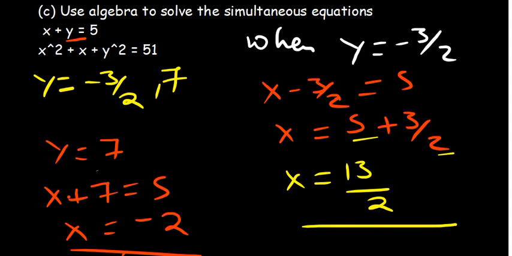So whenever you see a quadratic in the question, there are two possibilities of a solution. There are two possible sets of solutions, and that's what we've done.